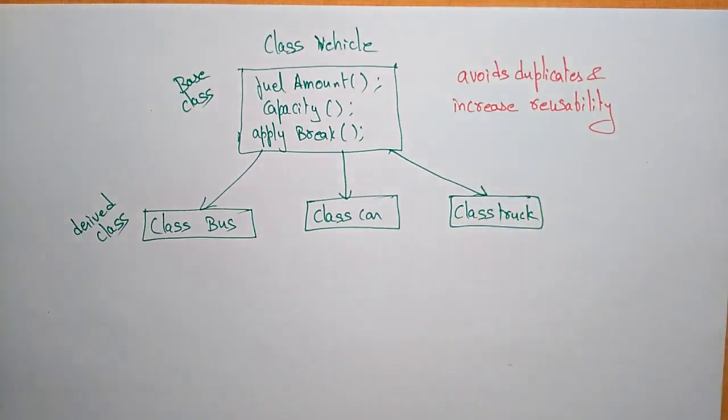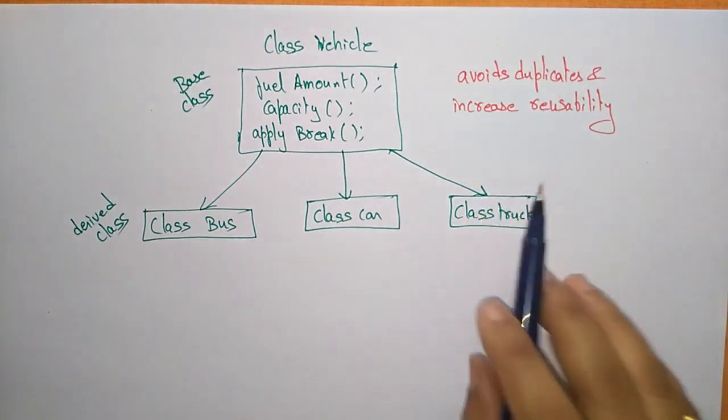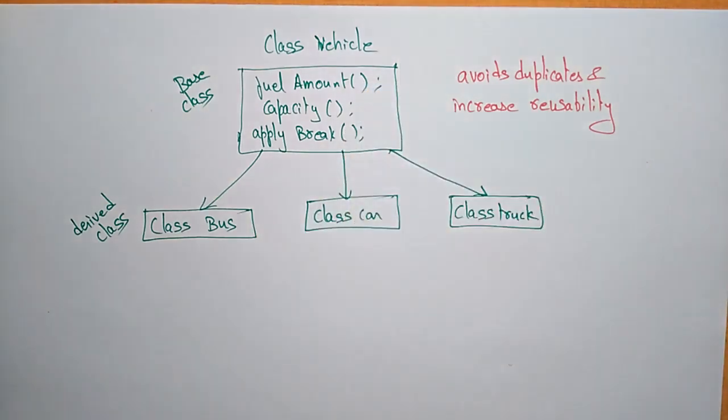So this is why we use inheritance: to avoid duplicates and increase reusability. You use inheritance whenever the same methods are needed in different classes. Instead of writing the same code in all the classes, you write the code in one class, the base class, and acquire its properties in the derived classes. In the next video we will see some more points on inheritance. Thank you.